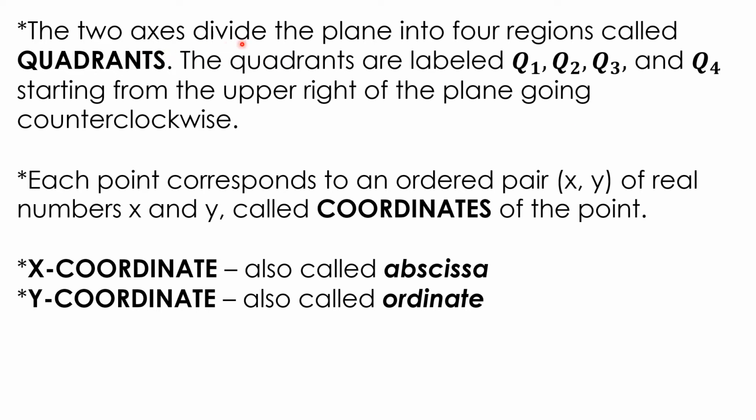Okay, so the two axes divide the plane into four regions called quadrants. The quadrants are labeled by Q sub 1, Q sub 2, Q sub 3, and Q sub 4, starting from the upper right of the plane, going counterclockwise. Each point corresponds to an ordered pair (x, y) of real numbers x and y called the coordinates of the point. The x coordinate is called the abscissa, and the y coordinate is called the ordinate.